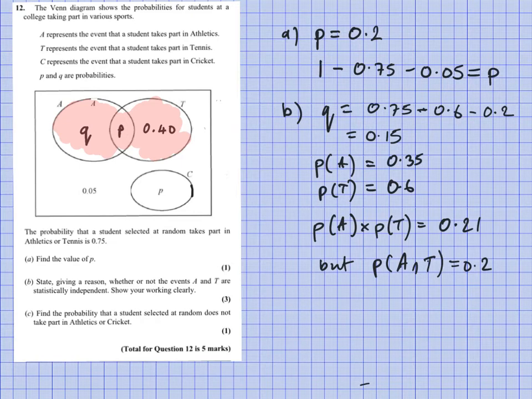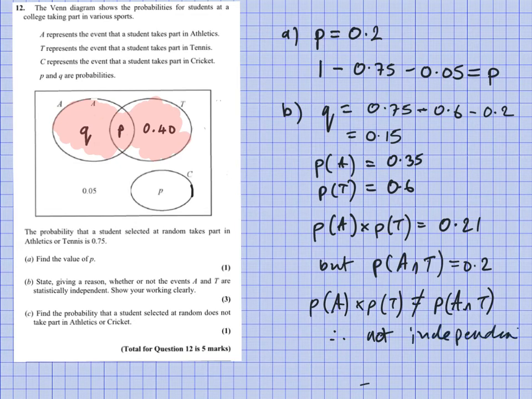We need to state that as a conclusion in order to get the marks. So we should state the probability of A times the probability of T does not equal the probability of A and T. Therefore not independent.